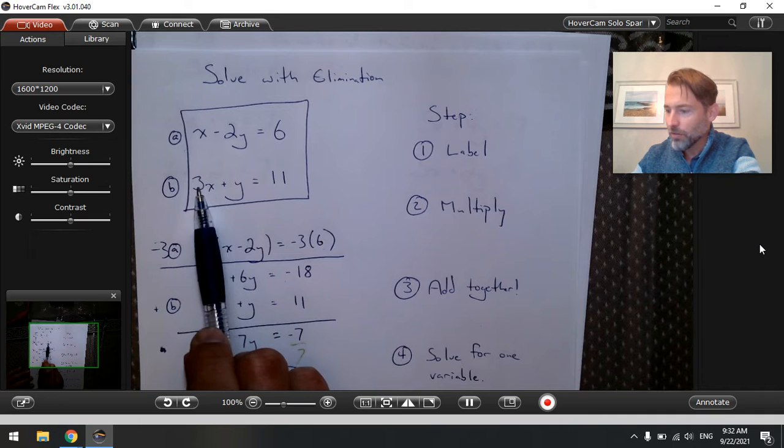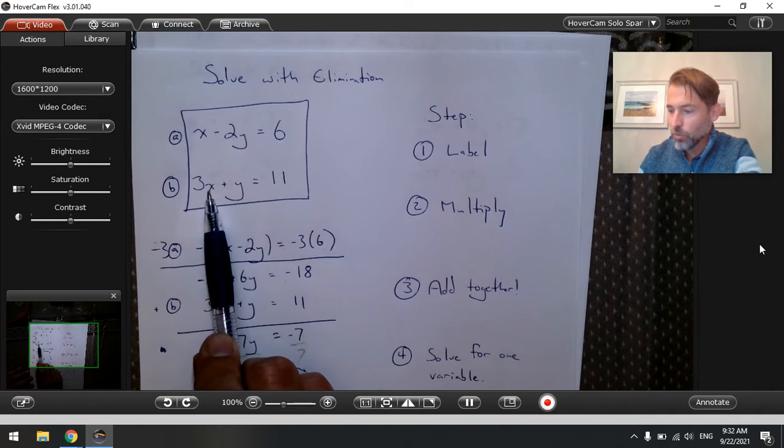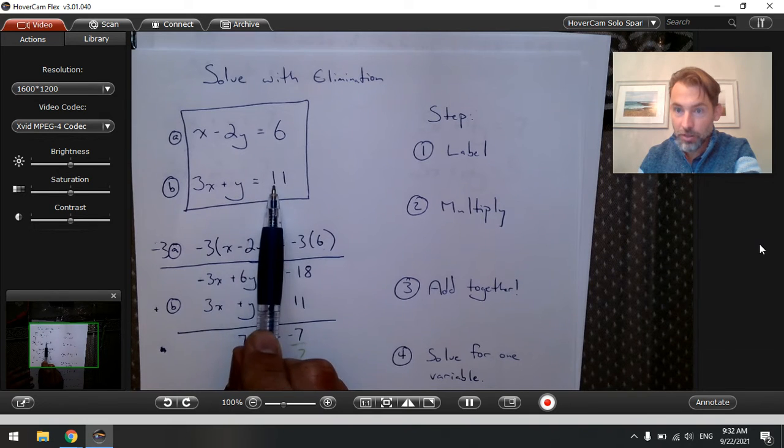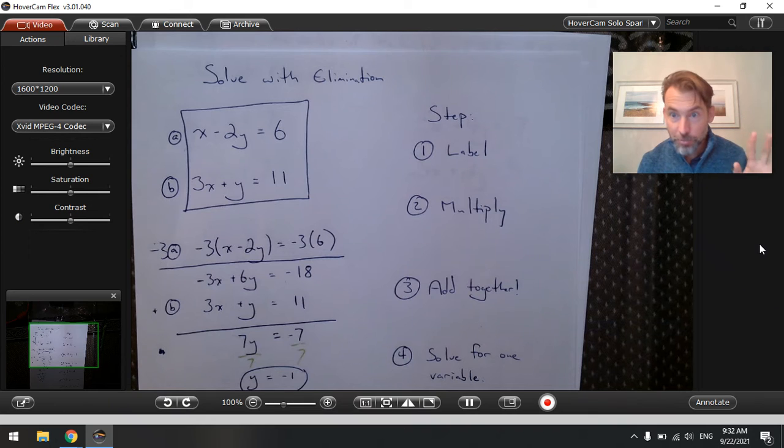Let's check here. 3 times 4 is 12. y is -1, so that's 12 minus 1 equals 11. That's true, so it works in that equation as well. You could also put it in Desmos and see if the two lines touch at that point.